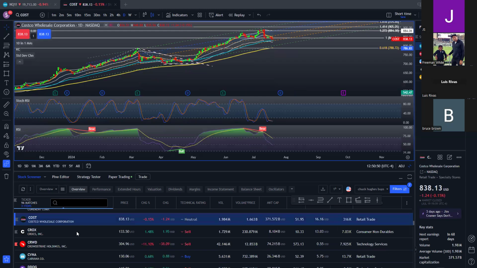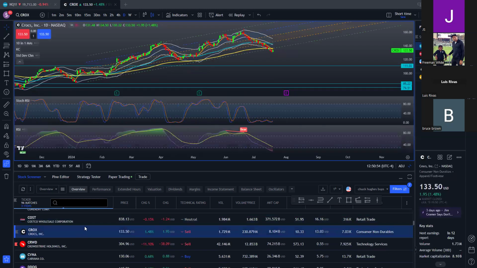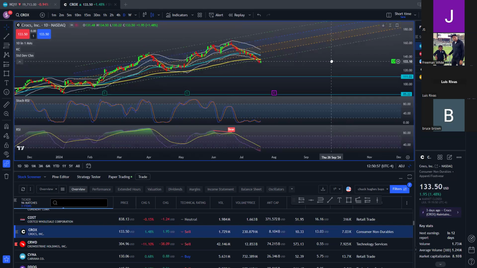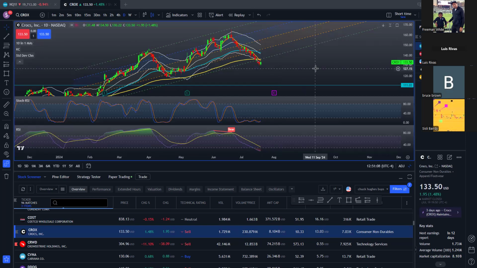It's bouncing off the 50. That might push up now. I'm just looking for this specific strategy. Crocs is ready. I remember looking at Crocs last night. Crocs looking ready to come back up. I'm gonna call Chloe on this one because we've played Crocs before and he hit crazy on Crocs when I called it.